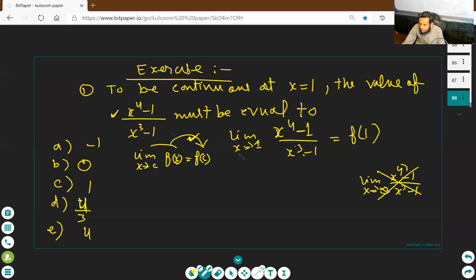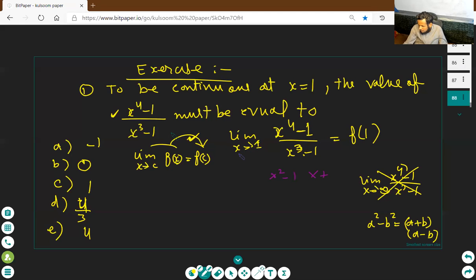Use a suitable formula. Can you use this formula above? Here, you can use this formula: a square minus b square is equal to a plus b into a minus b. Use this formula to factorize x to the power 4 minus 1 above.